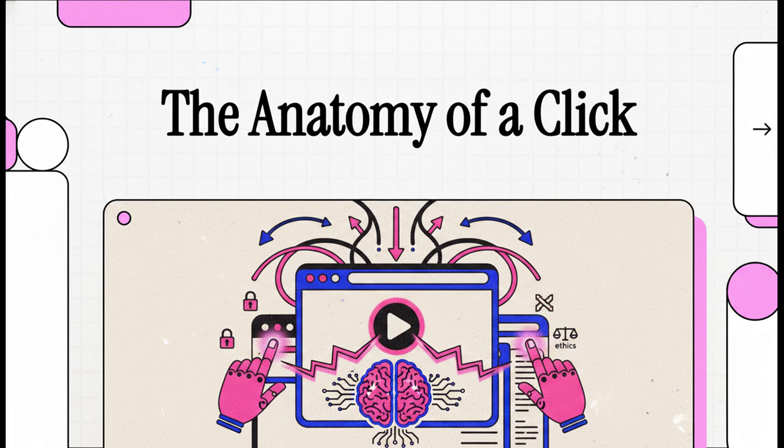So today, we're dissecting the anatomy of a click in this explainer. We're going to look at what actually makes a human being stop their mindless scroll and decide to engage, and how artificial intelligence is completely revolutionizing how creators manufacture that exact critical moment.